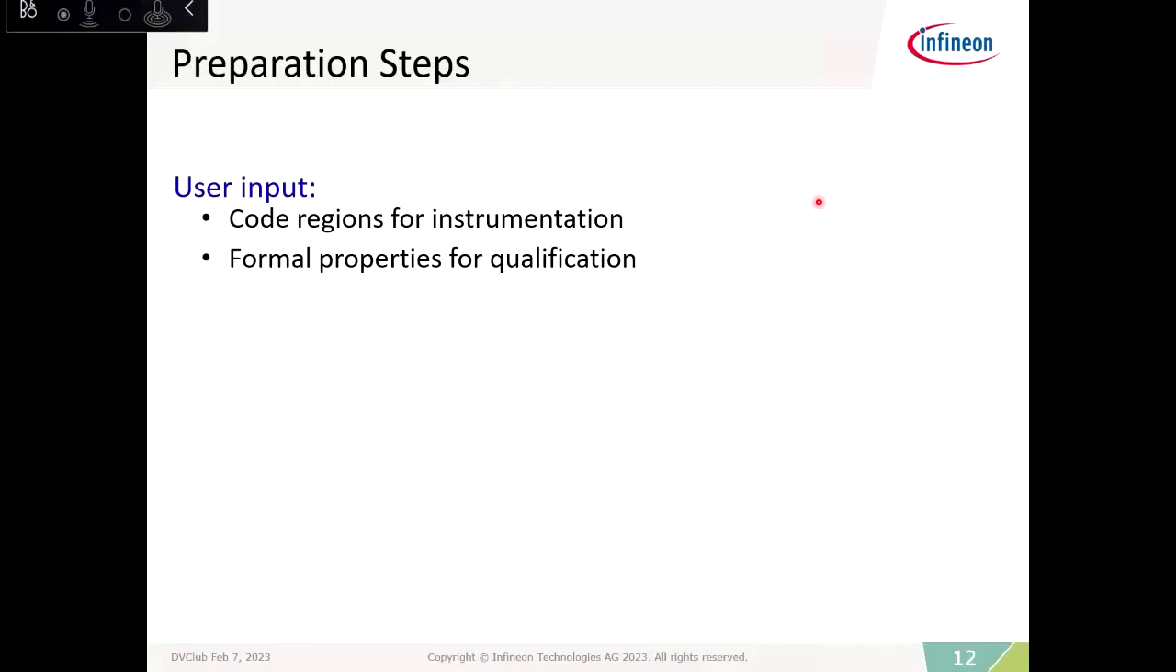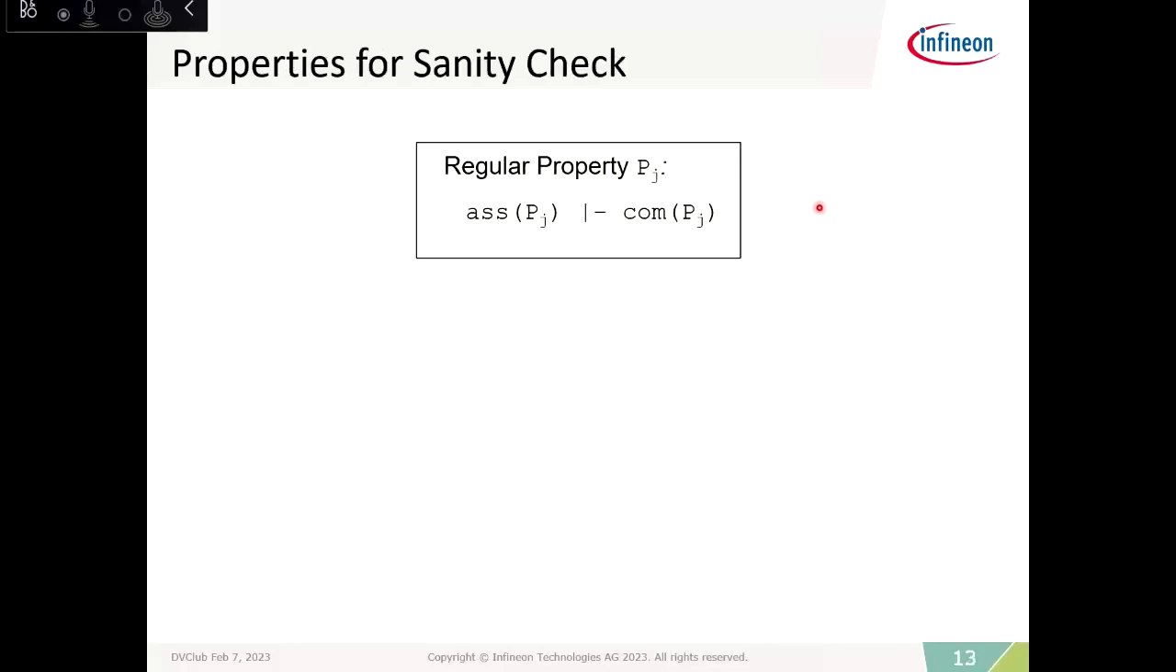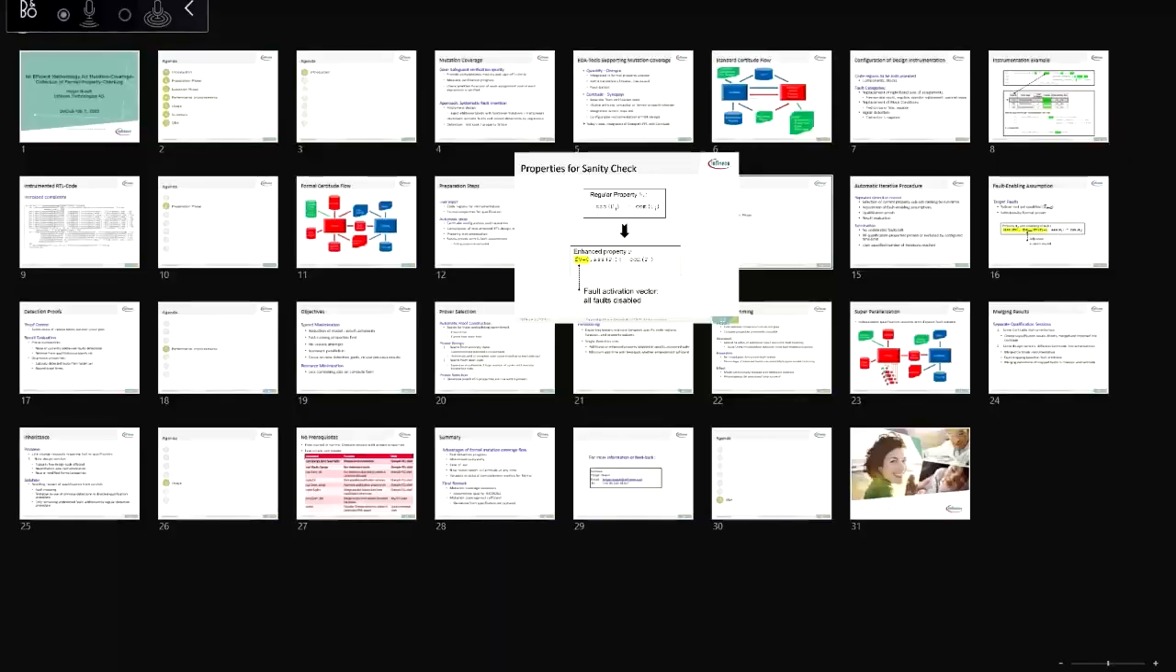The user can optionally specify code regions to be instrumented, otherwise meaningful default settings are used. A subset of hold properties can be specified optionally for qualification. By default, all hold properties are used. The execution of all preparation steps is automated. When the instrumented model and properties have been loaded, sanity checks are performed using a global assumption that no fault is enabled. The expectation is that all previously proven properties still hold on the instrumented model.